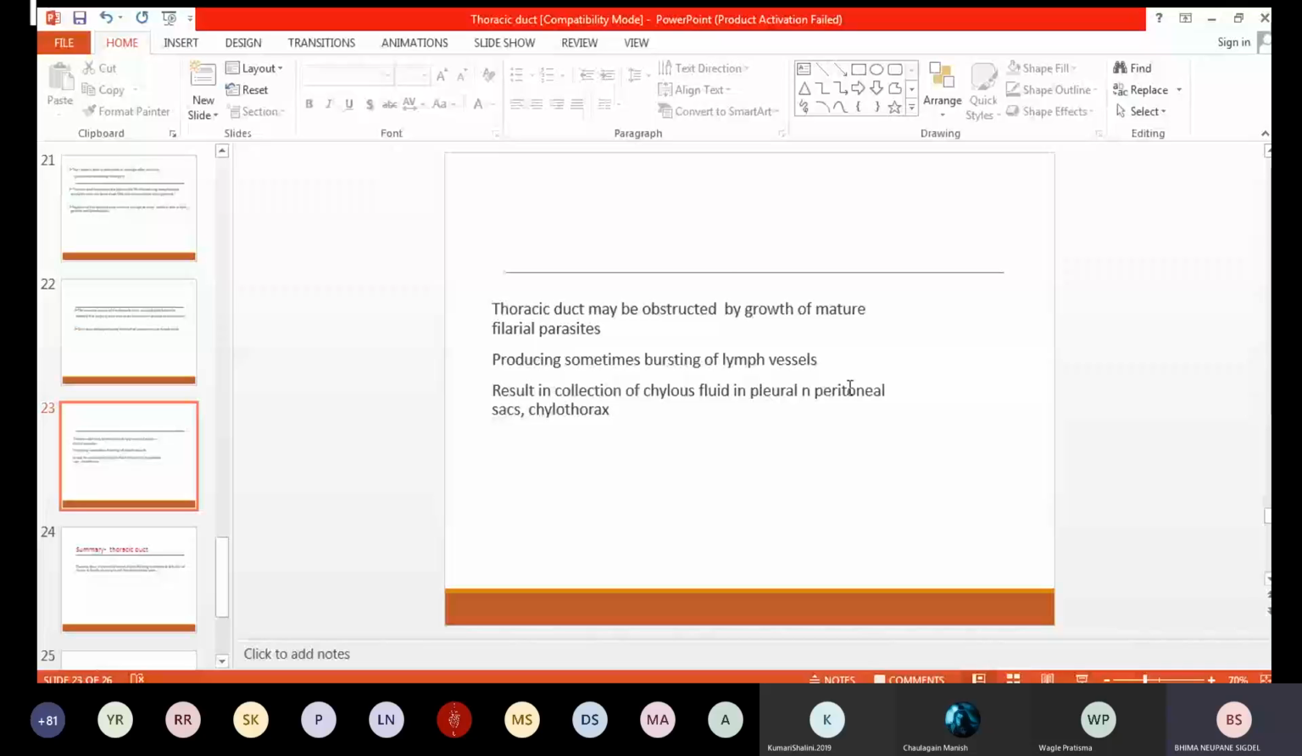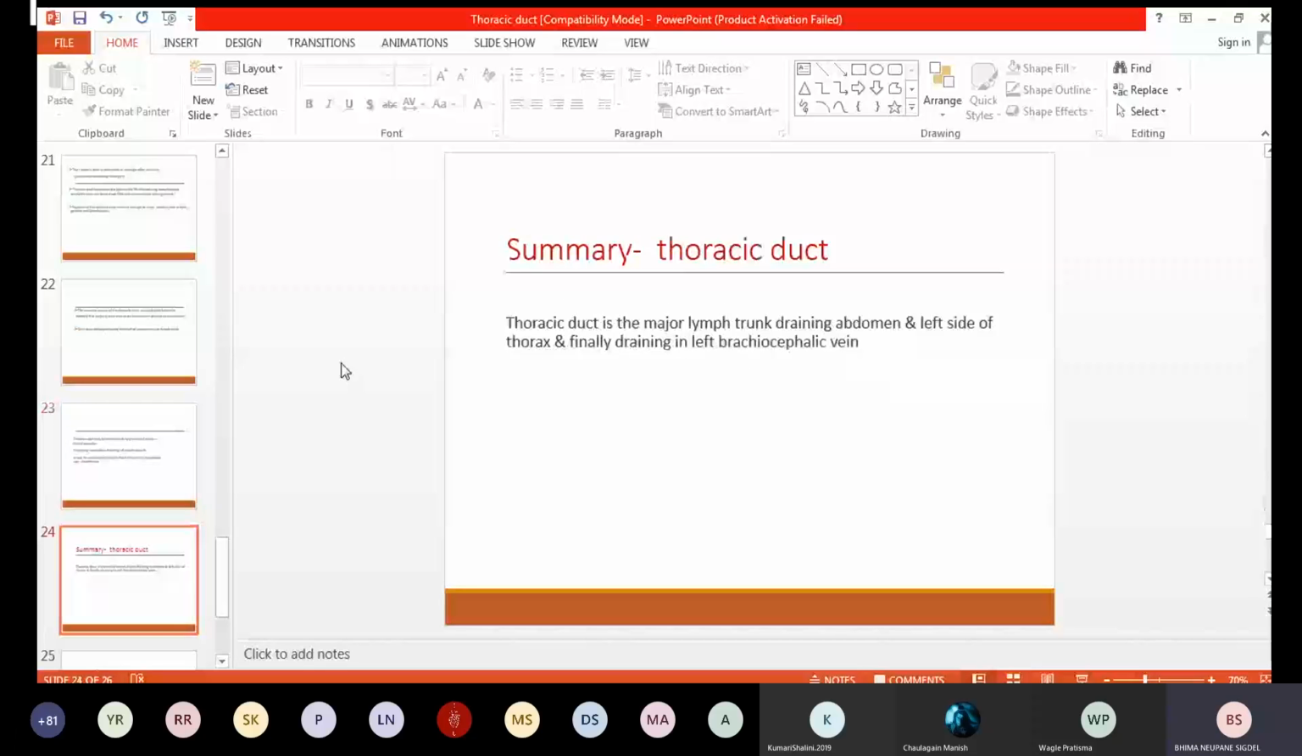So now, in the gist, the thoracic duct is the major duct which drains the lymph from the whole body except a few parts on the left side only. Finally it drains into the junction of the left internal jugular vein and the left subclavian vein, which unite to form the left brachiocephalic vein. The left brachiocephalic vein then drains into the superior vena cava only, okay.